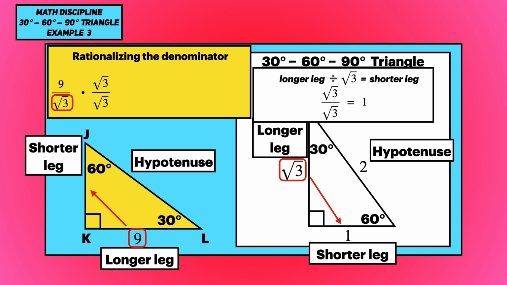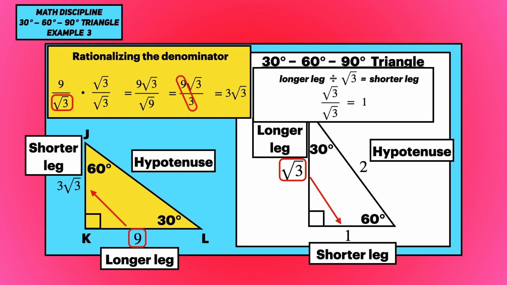Okay, so when we multiply, we get 9 square root of 3 over square root of 9. We can simplify our denominator. The square root of 9 is 3. Now we can simplify the 9 over 3 by dividing 9 by 3. This gives us our final simplified answer, which is 3 square root of 3.